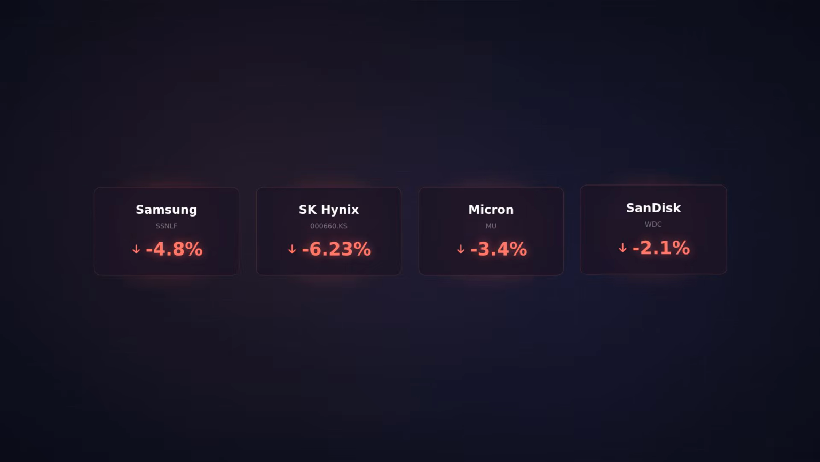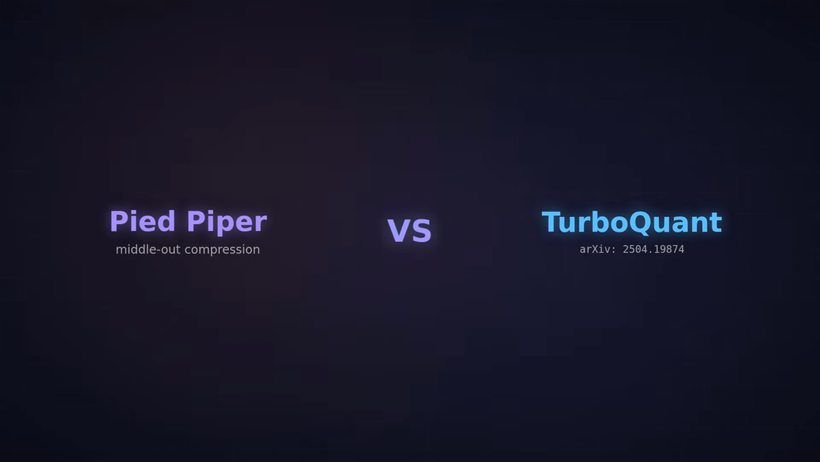And I got it running on my MacBook. 1 million tokens of context. On a 5-year-old M1 MacBook. This is the story of TurboQuant, a compression algorithm so effective that the internet immediately started calling it Google's Pied Piper moment. And if you've seen Silicon Valley, you know exactly what that means.